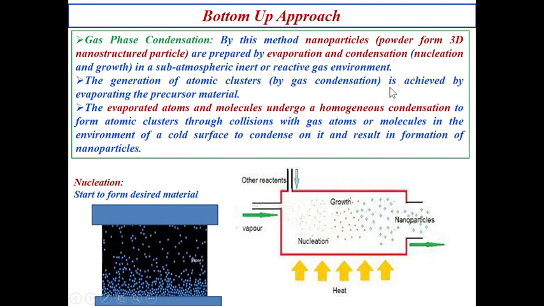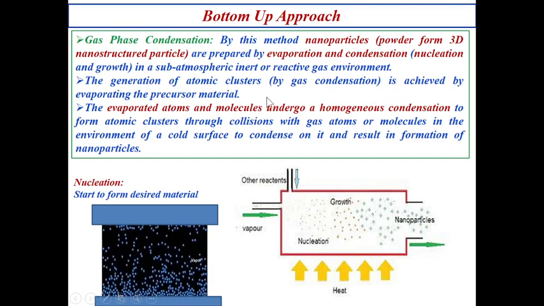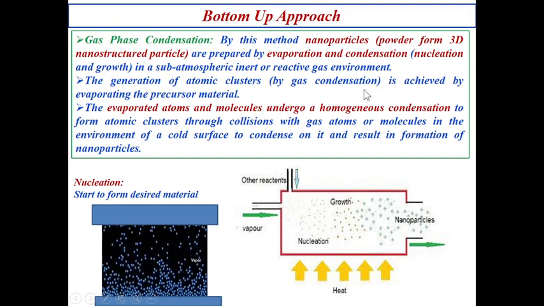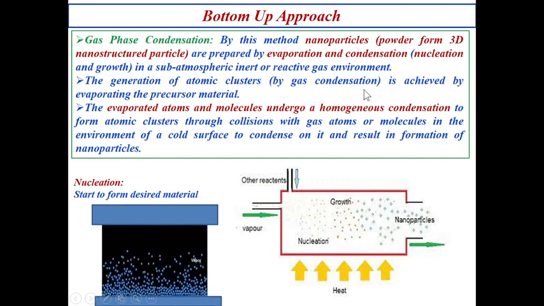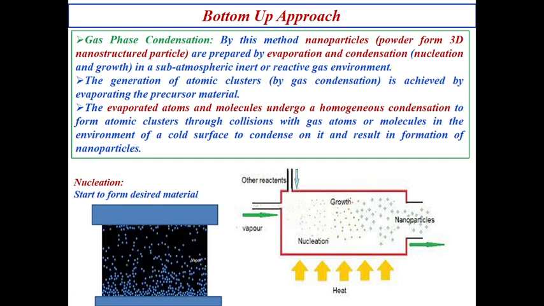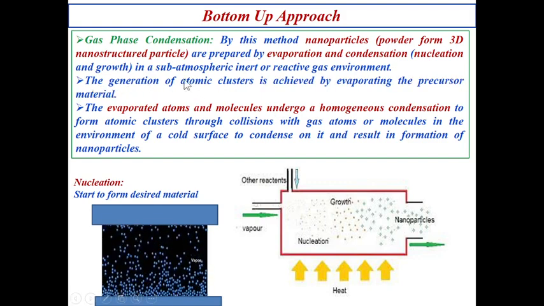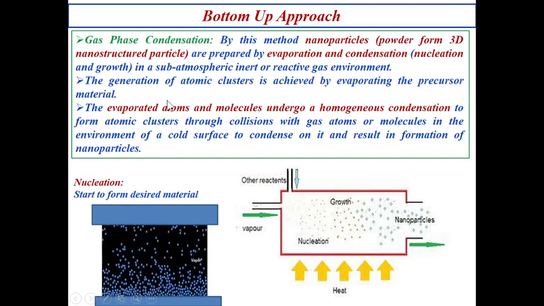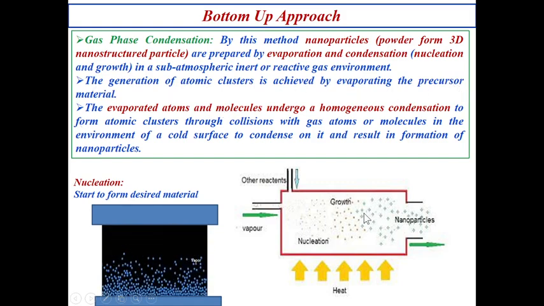So the generation of atomic clusters by gas condensation is achieved by evaporating the precursor material. Now what will be the second step?